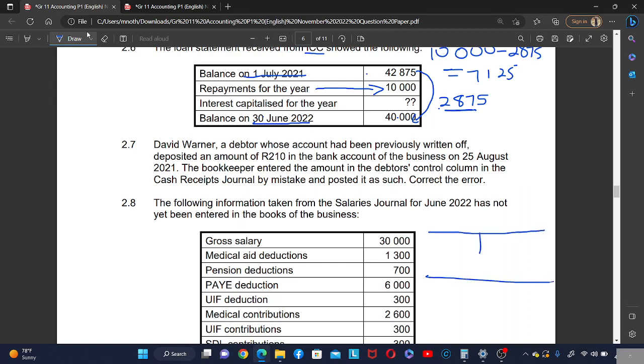So the way we are going to correct the error, we are going to open two accounts. It's a debtors control and a bad debt recovered. The reason we are opening the debtors control is because debtors control was not affected. So the bookkeeper was not supposed to enter this in the debtors control account. So we must correct this error, right?